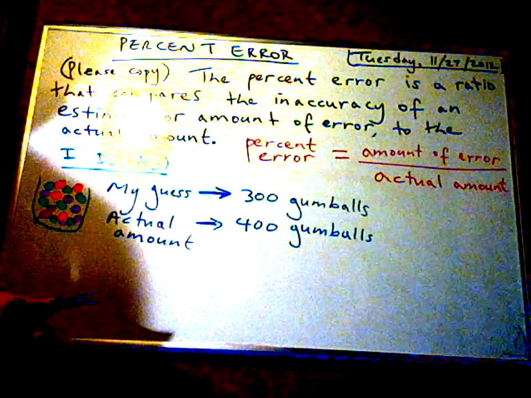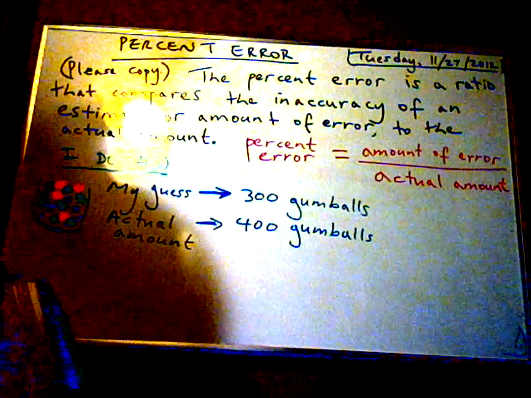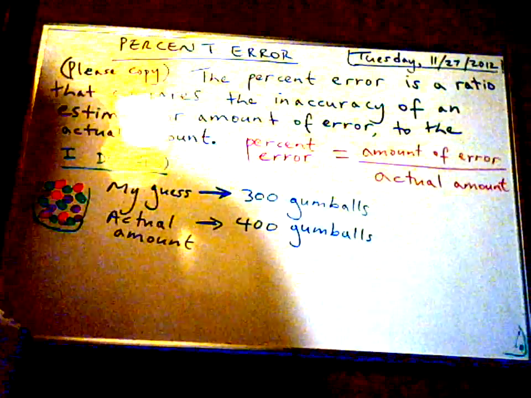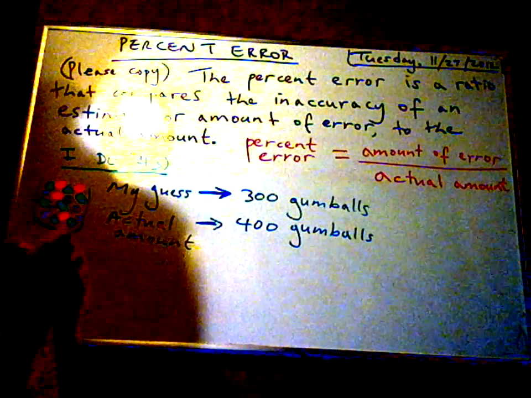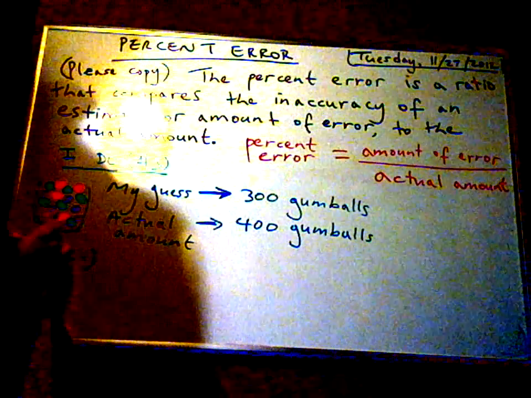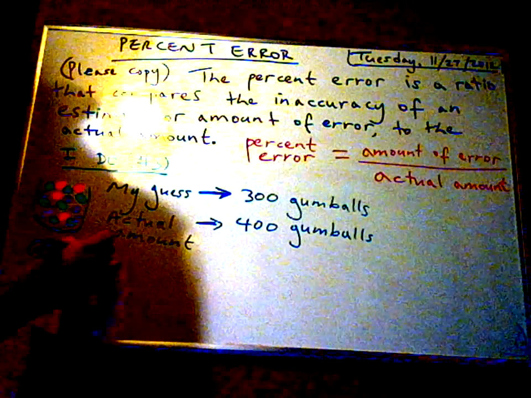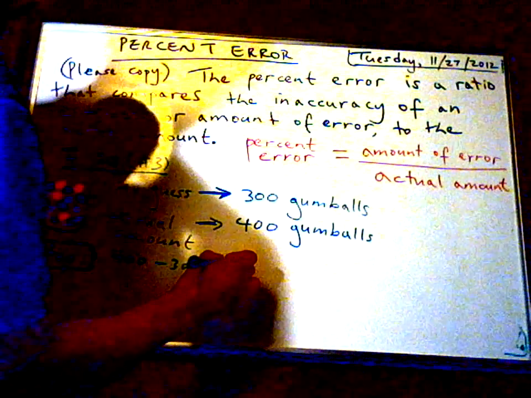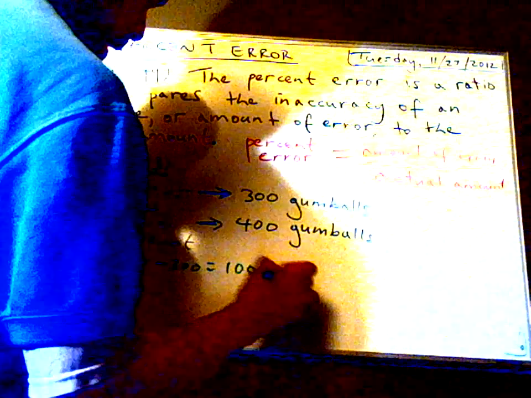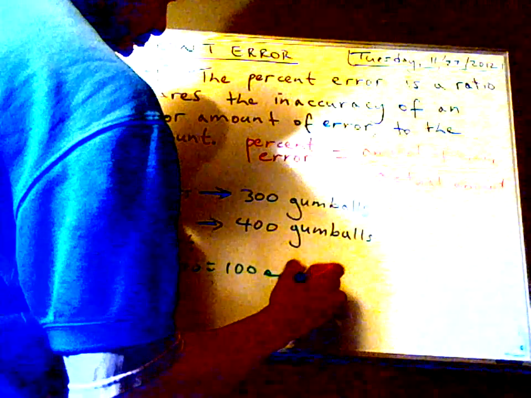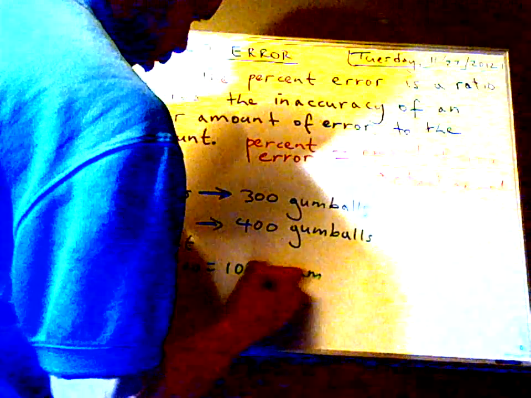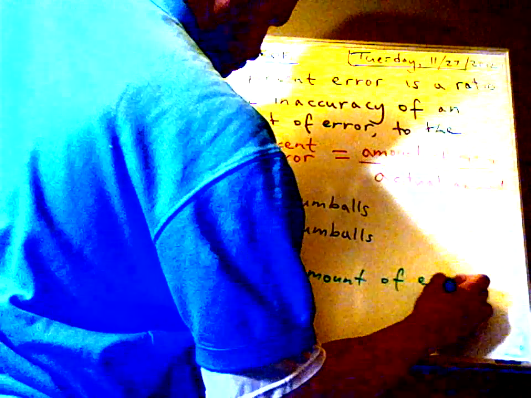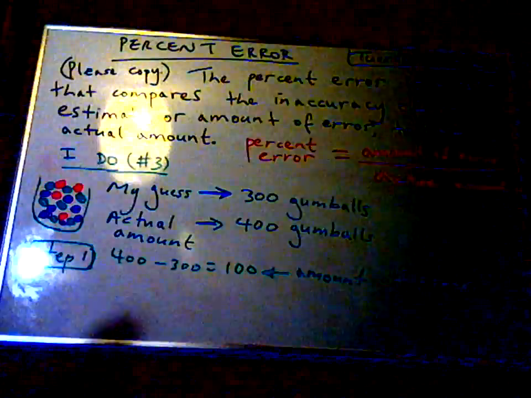So in order for me to find my percent error, I need to subtract. Okay, so step one is I take 400 minus 300 to get 100, which is the amount of my error. So 100 is the amount of error.